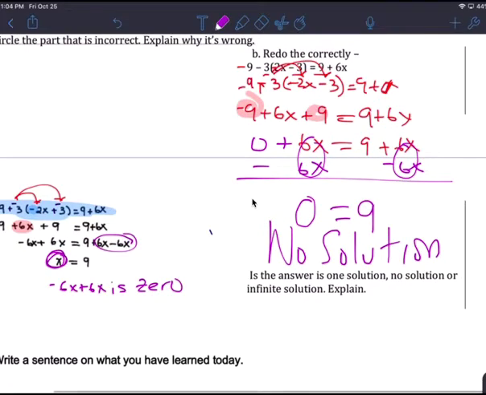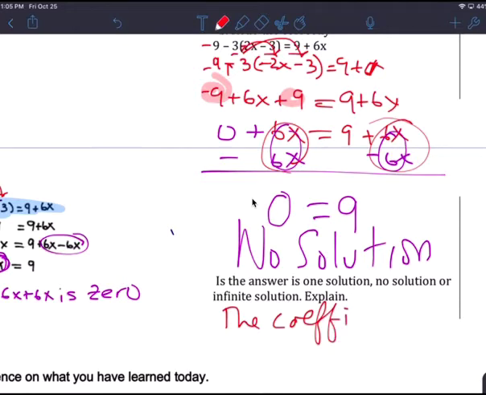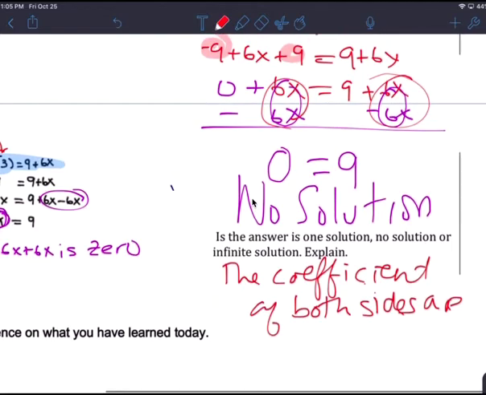How do we know before we even got there that's no solution? The coefficient. Notice these coefficients right here are the same. The coefficients on both sides are the same.